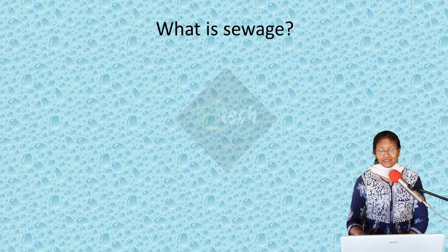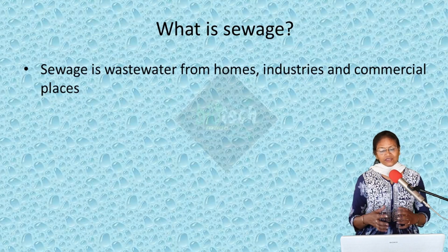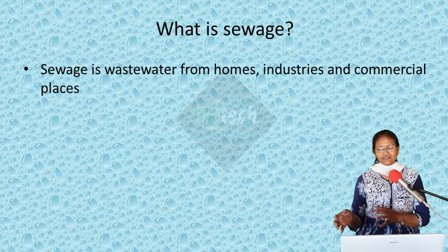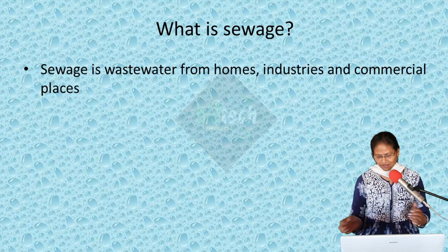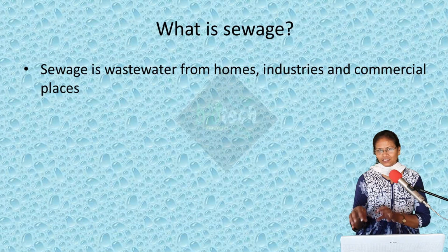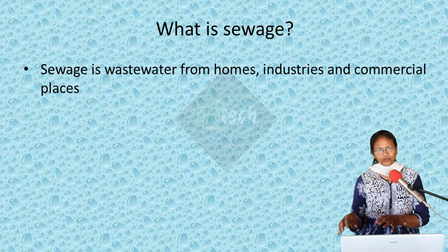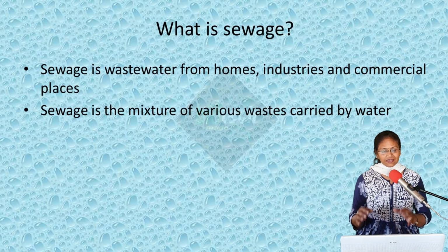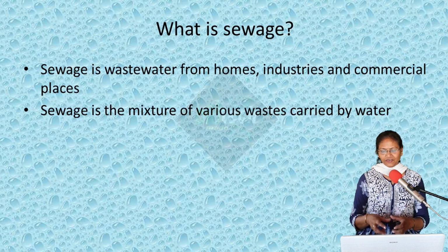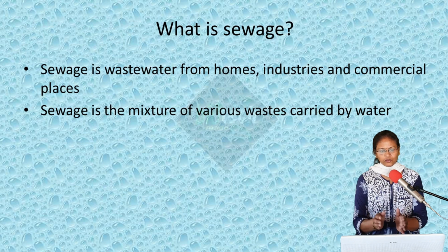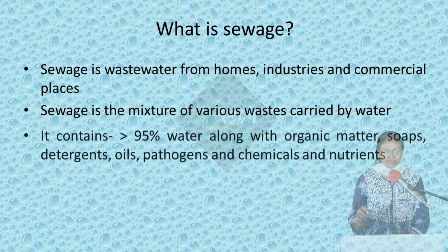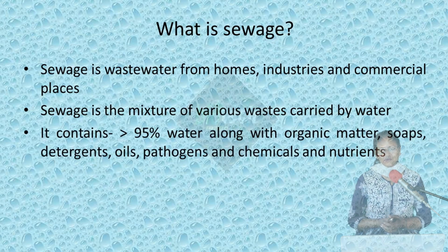Now let's see what is sewage. Sewage is a wastewater which is generated from homes, industries, or commercial places. So any kind of pollutant, if mixed with the water, that is wastewater. Sewage is the mixture of various wastes carried by water. So the main part is water, but then again different types of wastes are in it. It contains 95% of water.